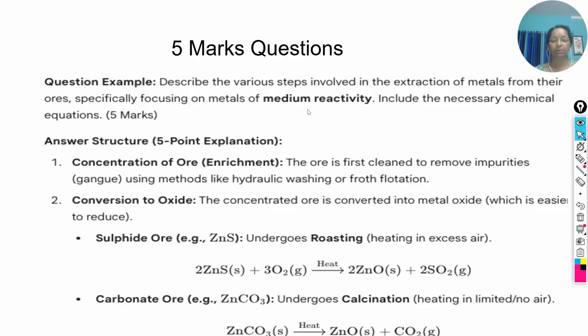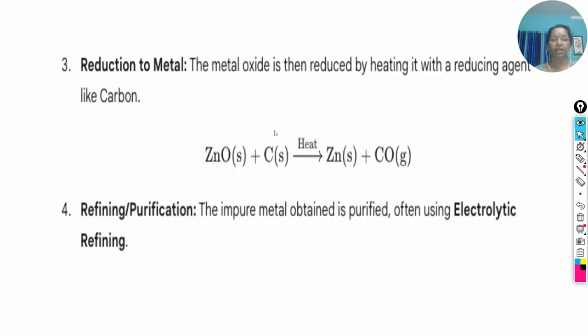Then you can write conversion. Since it is given medium reactivity, we can write sulfide ore. If it is sulfide, we'll do roasting. If it is carbonate, we'll do calcination. Roasting and calcination result in the formation of zinc oxide. So the second step is conversion into oxide. Then the third step is reduction to metal. Once we get the metal oxide, it is reduced by heating with a reducing agent like carbon or a more reactive metal. Here it is showing carbon. So reduction is the third step, and the last step is purification or refining of the impure metal by the electrolytic method. These are the steps involved.